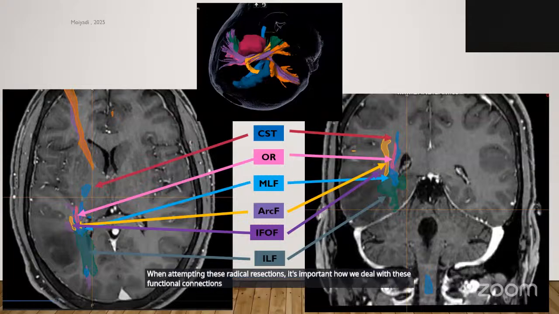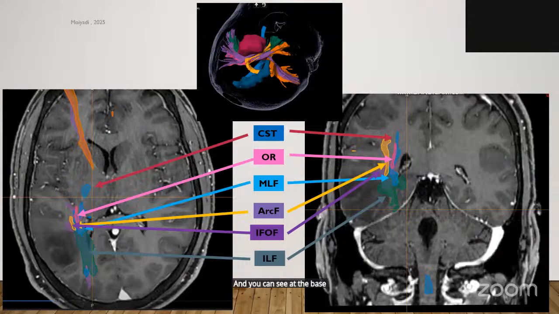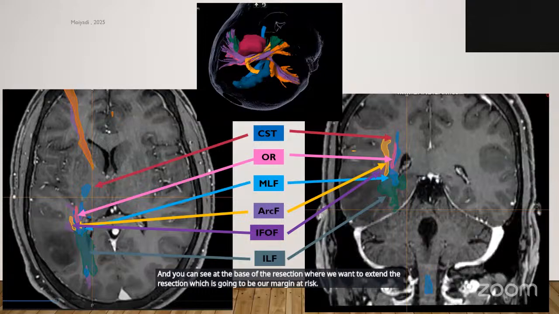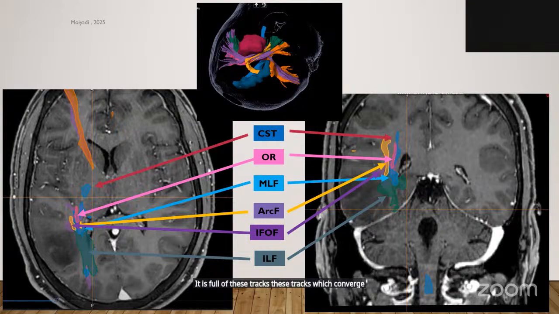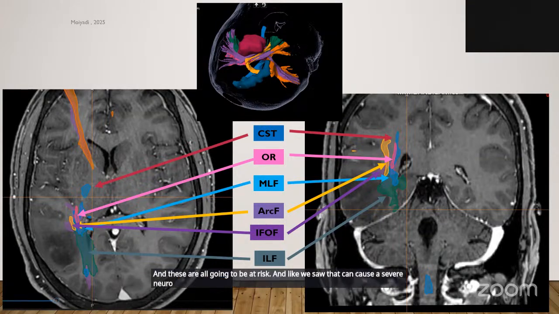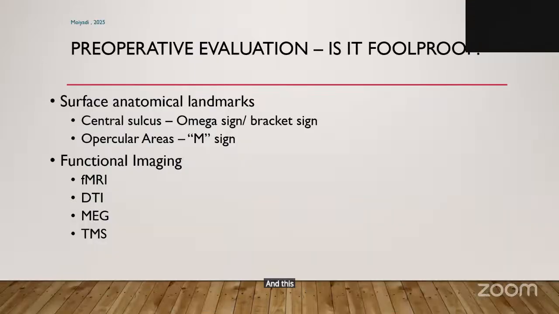Just to give you an example, this is a diffuse glioma, a lower grade glioma in the basitemporal region. And you can see at the base of the resection, where we want to extend the resection, which is going to be our margin at risk, it is full of these tracts which converge in the temporoparietal zone across the sagittal stratum. And these are all going to be at risk. And like we saw, that can cause a severe neurocognitive decline, even though the patient may not recognize it overtly. And this is the reason why that happens.